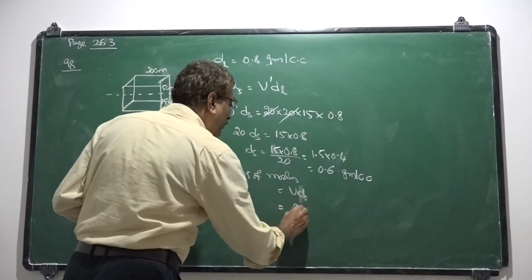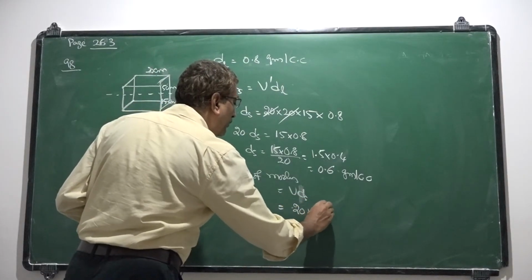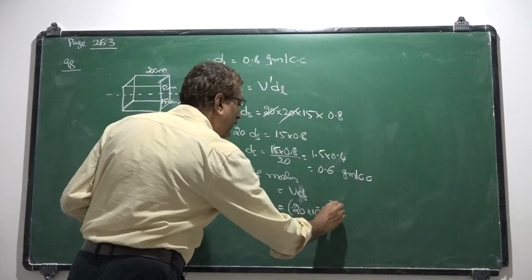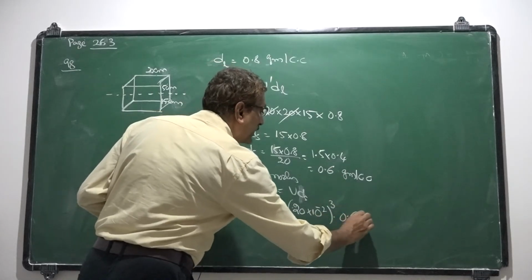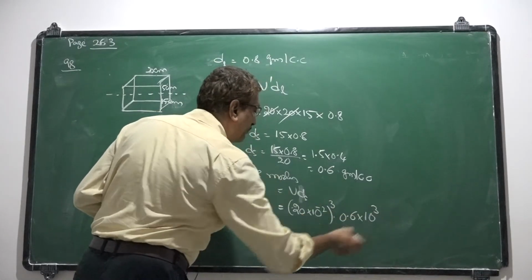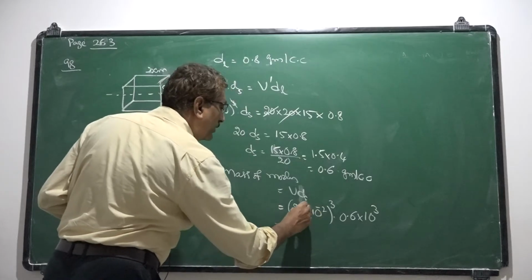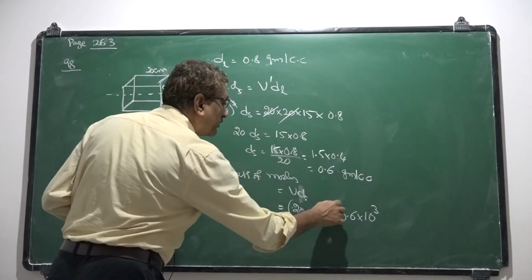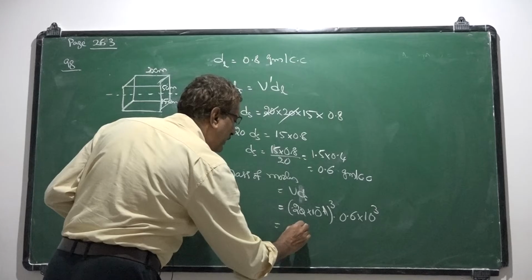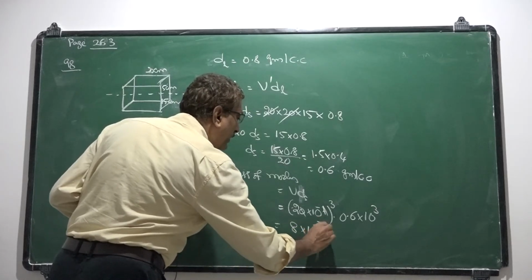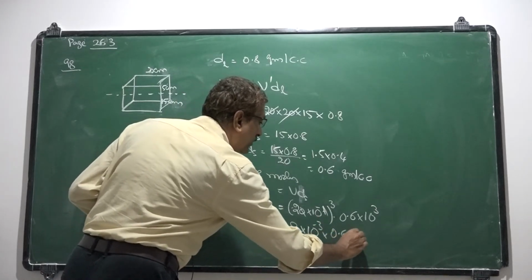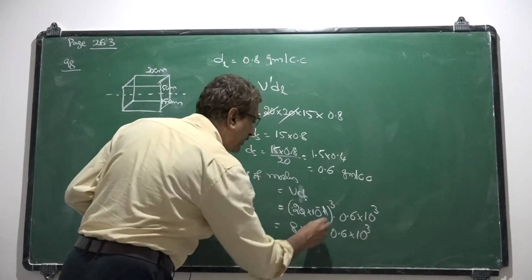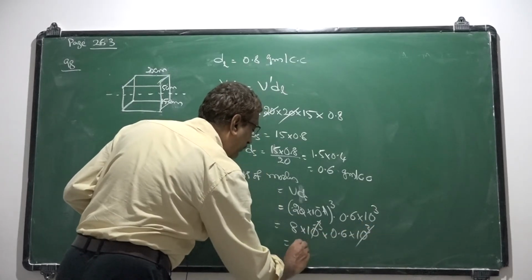So you have to convert: 20 centimeter whole cube into density 0.6 into 10 cube. So this is 10 to the power minus 1 whole cube. That is 2 cube, meaning 8, into 10 to the power minus 3, into 0.6 into 10 cube. That is 4.8 kg.